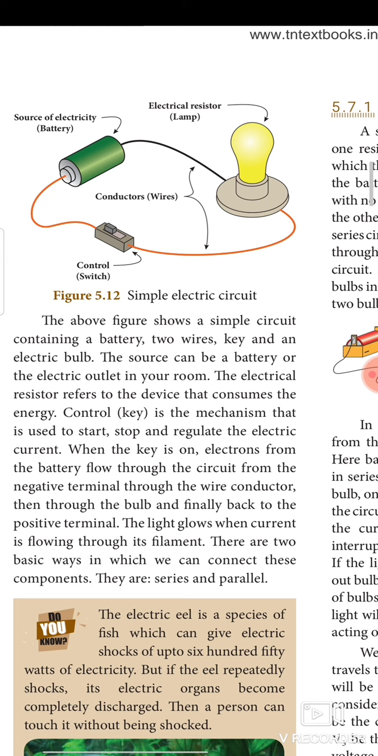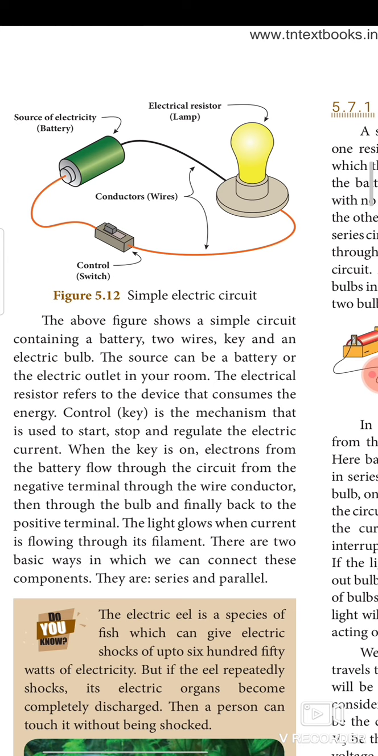A control key is a mechanism that is used to start, stop and regulate the electric current. When the key is on, electrons from the battery flow through the circuit from the negative terminal to the wire conductor, then through the bulb and finally back to the positive terminal of the battery. The light glows when current is flowing through its filament.